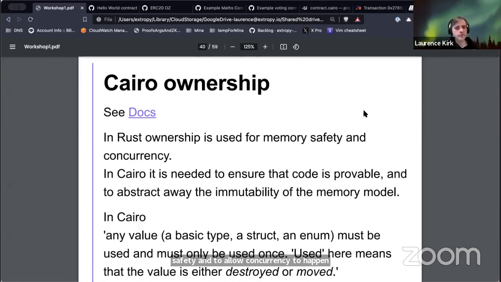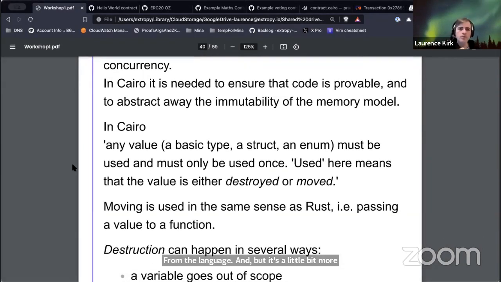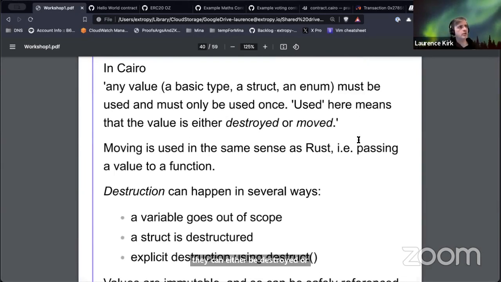In Cairo, it's kind of similar, but we already have that idea anyway because of the immutable memory model. It's a way that we can provide that functionality from the language, but it's a little bit more flexible, I would say, than you see in Rust. We have this idea of the values in Cairo that they must be used and they can only be used once. So they can either be destroyed or moved. And this concept is a very interesting one because it is also the basis of the Move language.